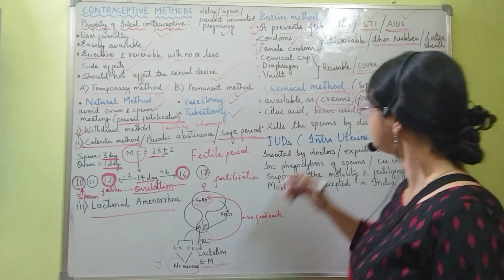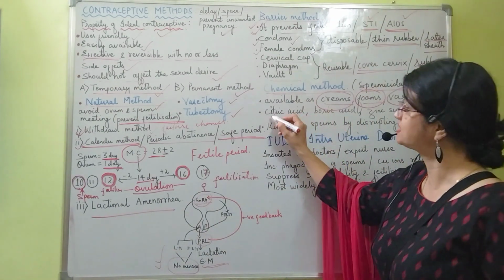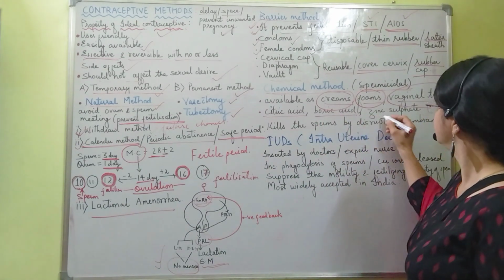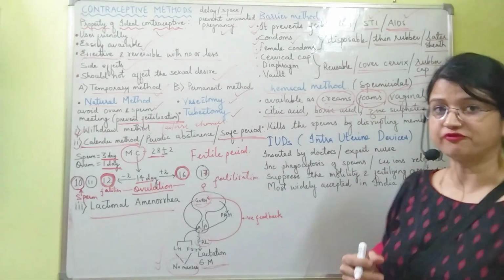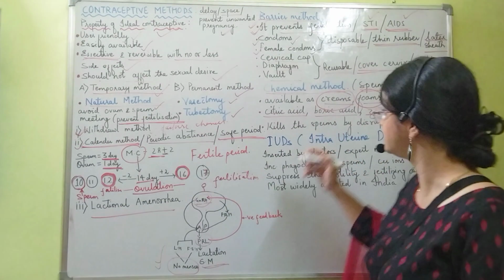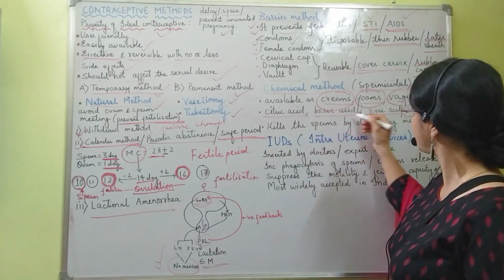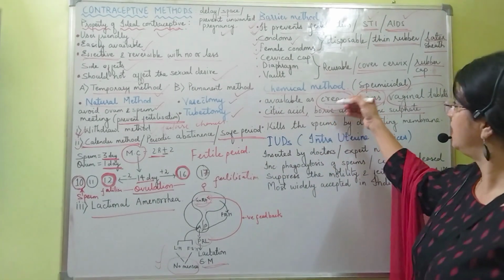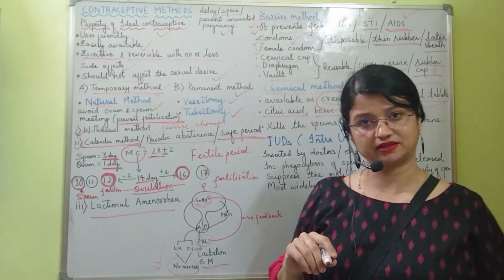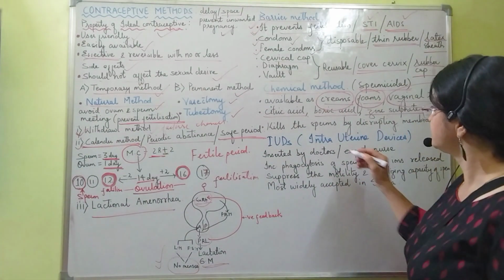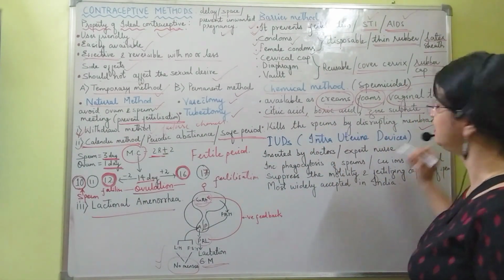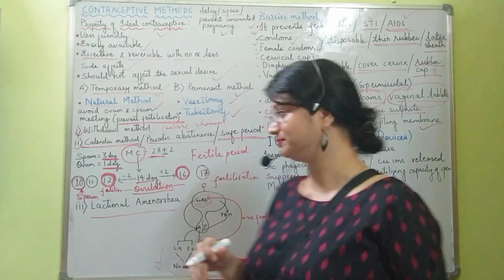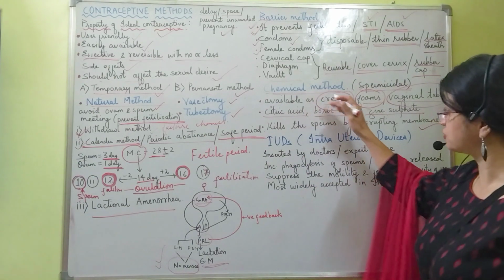Clear? Now what are those chemicals? Those chemicals are citric acid, boric acid, and zinc sulfate. You have to remember the names of these chemicals. These are citric acid, boric acid, and zinc sulfate. So it could be asked, name certain chemicals which are used in the chemical method. Clear? Next, they kill the sperm by disrupting the membrane. They disrupt the membrane, and therefore they kill the sperm. So these are some of the natural methods.